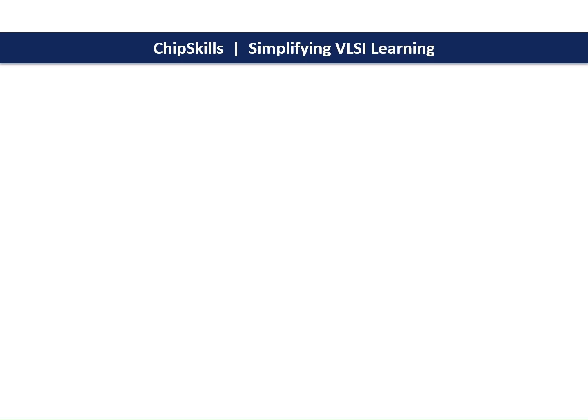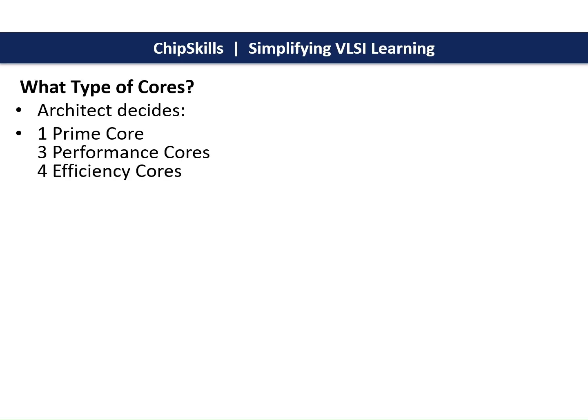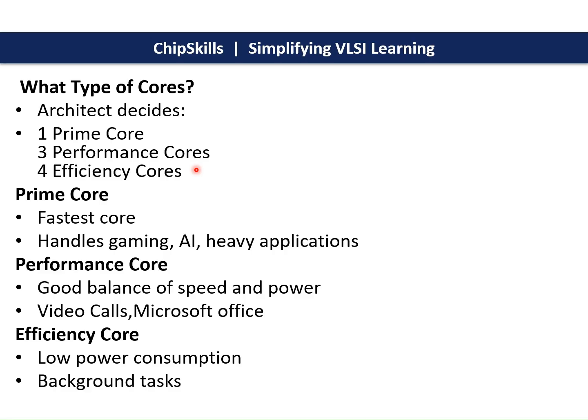So the specification team has mentioned a total of 8 cores. Now it is in the hands of architecture to decide what type of cores to use. Now architecture decides 1 prime core, 3 performance cores, and 4 efficiency cores. Let's see one by one. Prime core, the fastest core, handling games, AI, heavy applications. Suppose you are playing a game, so this prime core gets activated.